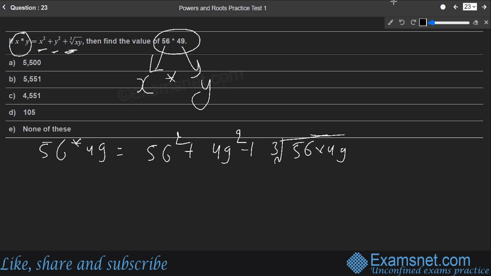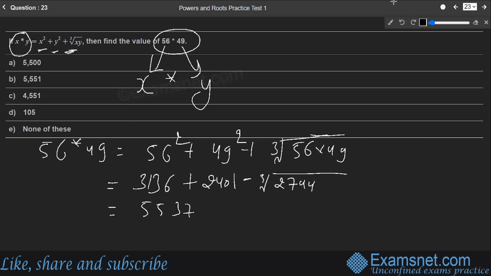If you try to solve this further, 56 square is how much? It is 3136. Clearly, you can find out the square value. 49 square can be found out as 2401, plus the cube root that we have to find out. The product value of 56 into 49 is 2744, and 2744's cube root is nothing but 14. If you add them together, it comes out to be 5551. That is the right answer, and it is available in option number B.